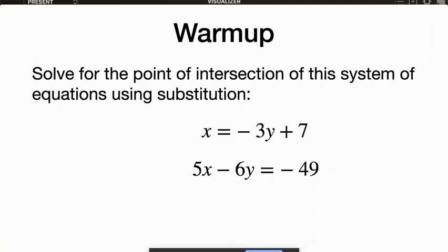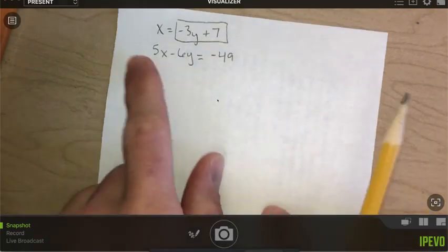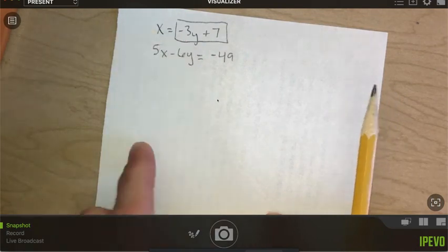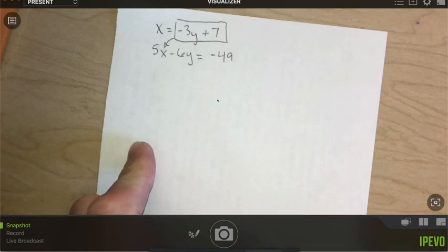Morning. So today I'm going to pick up where we left off with substitution, and we're going to tweak our strategy a little bit. So remember, when we're using substitution, we're really solving for a point of intersection, meaning eventually we want an x and y value. So if this is my system of equations and I want to solve, notice how x is already equal to something, and so I should be able to substitute with that into the other equation.